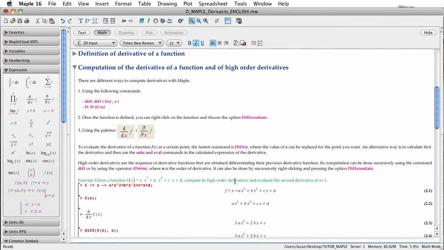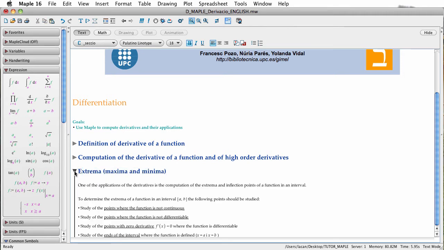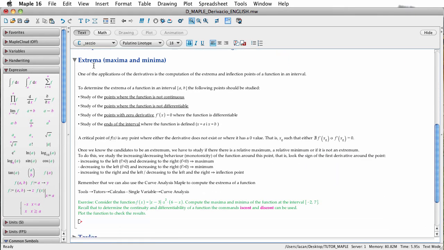Okay, so now that we know how to compute derivatives, we are going to look at its application, which is the computation of extrema, maxima and minima, and also the Taylor series expansion. So let's start with the extrema. One of the applications of derivatives is the computation of the extrema or inflection points of a function inside an interval. So how do we compute these extrema?